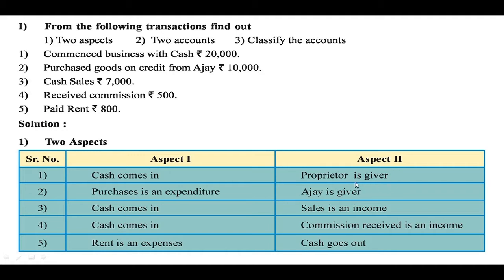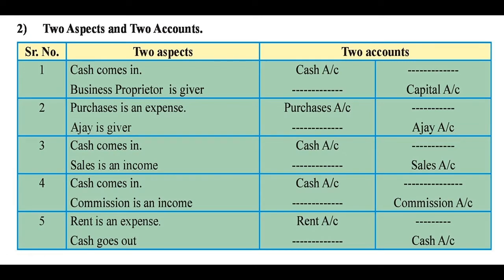Now we are going to study which 2 accounts are involved in this first transaction. That is given on the next page. Here the 2 aspects are given. Cash comes in the business and the business proprietor, that is the owner, is the giver. So which 2 accounts are involved? First is the cash account. And since it is the capital, that is the amount invested in the business, and capital is the personal account. So second account which is involved in this particular transaction is the capital account.